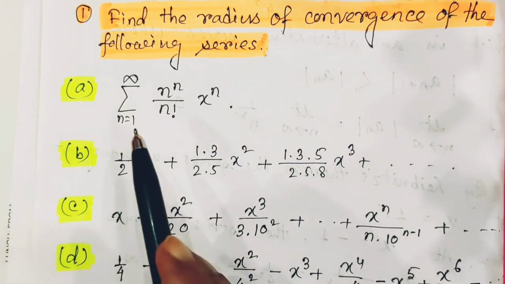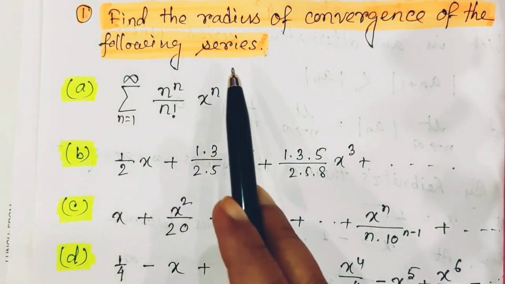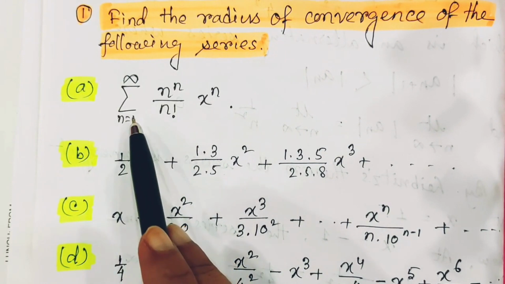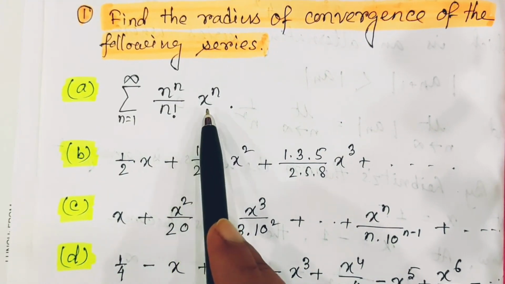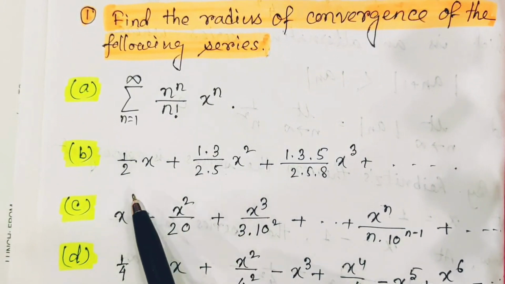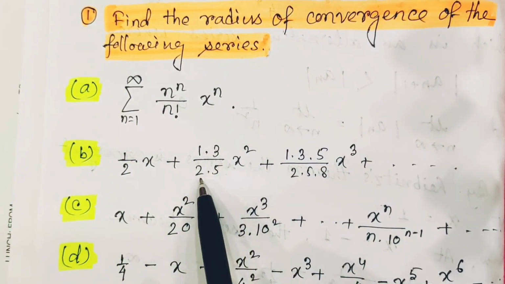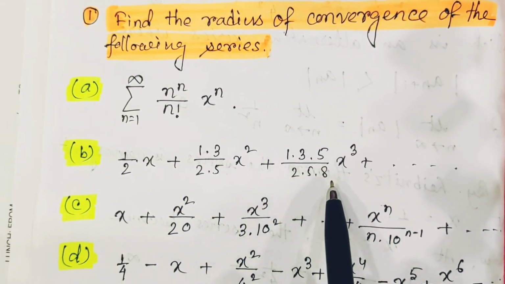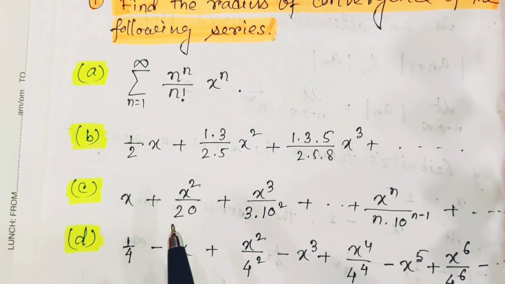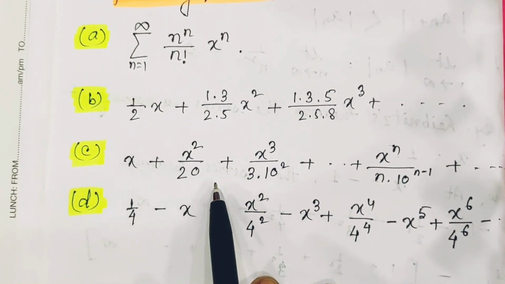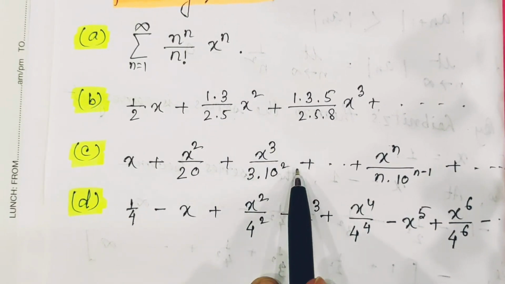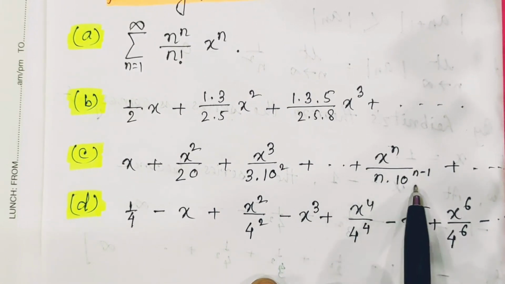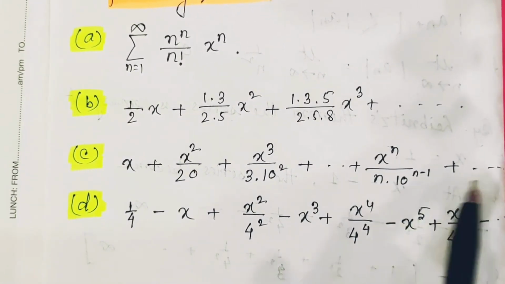Your first task, for all of them, is to find the radius of convergence for the following series. The first question is summation n to the power n by factorial n into x to the power n. Your second question is 1 by 2 into x plus 1 into 3 by 2 into 5 into x square plus 1 into 3 into 5 by 2 into 5 into 8 x cube, in this way. Your third series is x plus x square by 20 plus x cube by 3 into 10 square plus, in this way. The nth term I have given here is x to the power n divided by n into 10 to the power n minus 1, and in this way it goes up to infinity.